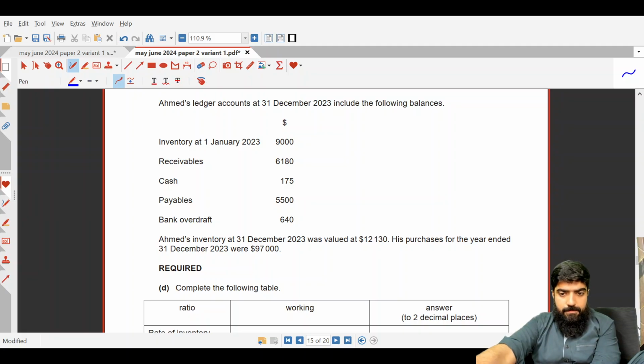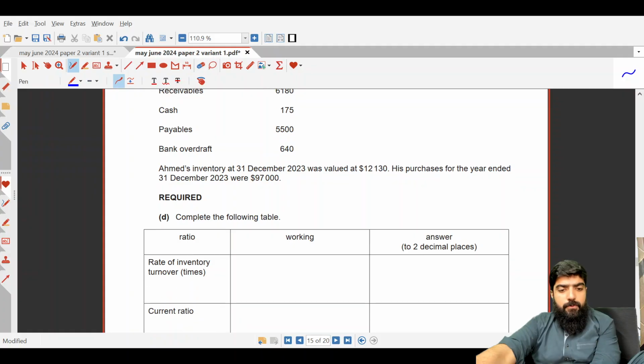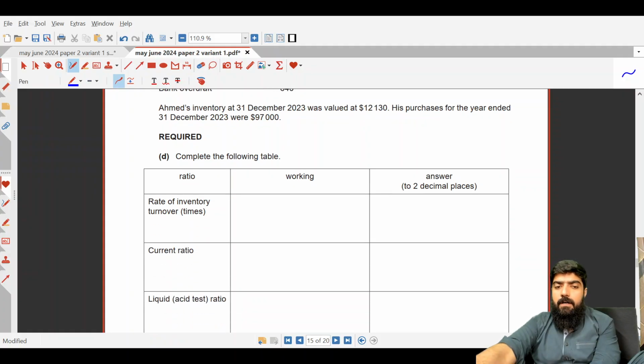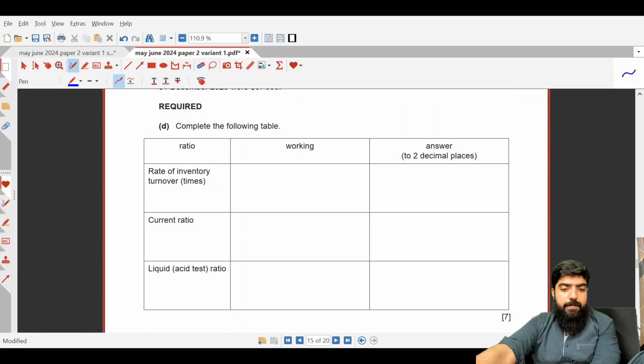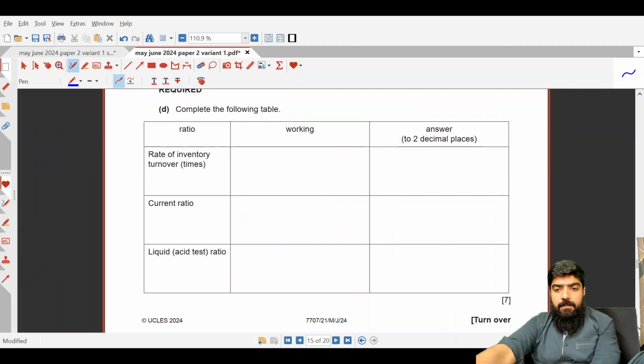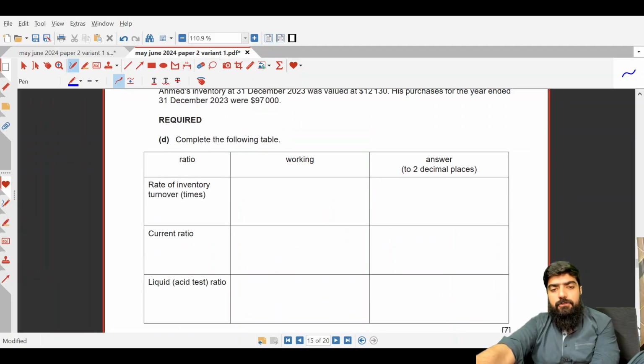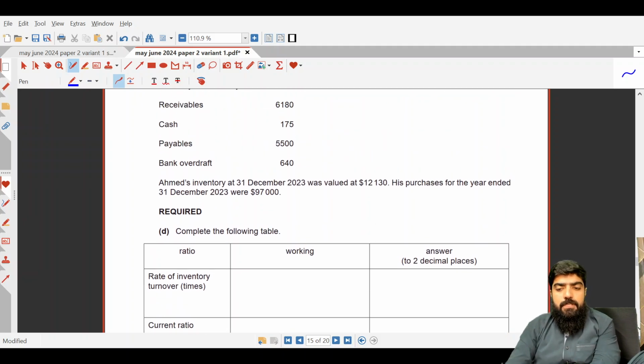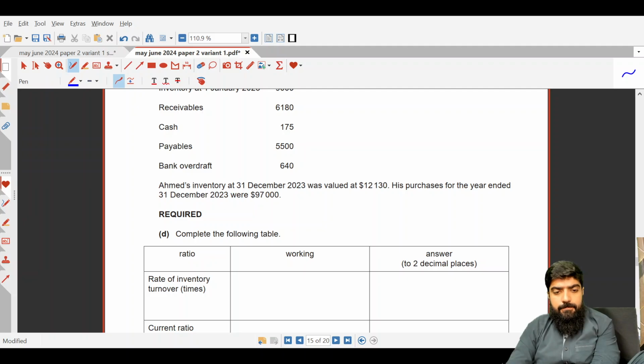Yeah, I know. So in this you just need to calculate the inventory turnover, the current ratio, and the acid test ratio. And it's a very basic question again. A 7 marks question, I think it's easy because you just need to show the calculation. Is 7 marks too much for this question?